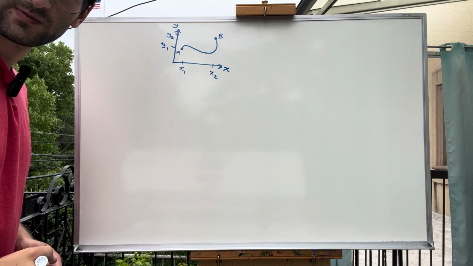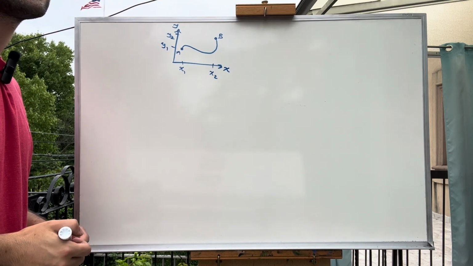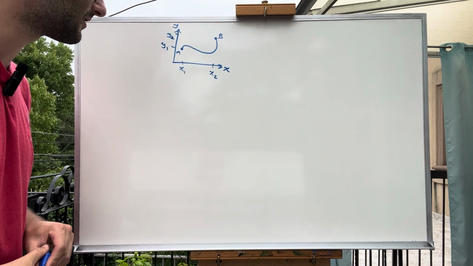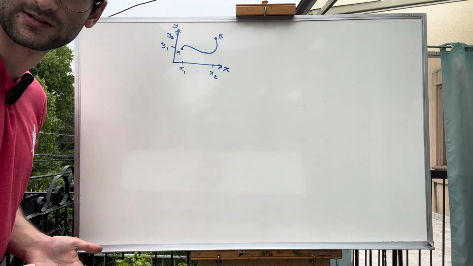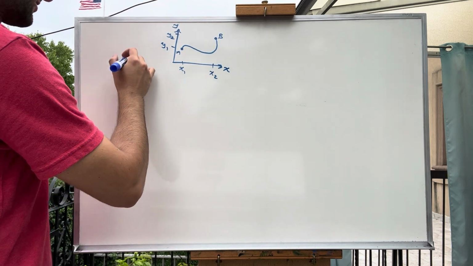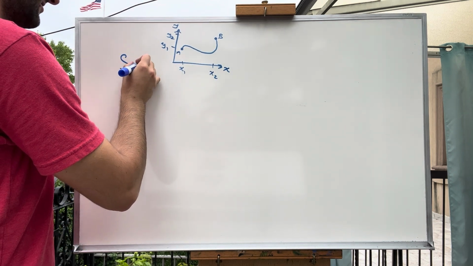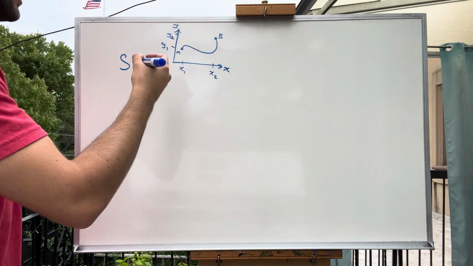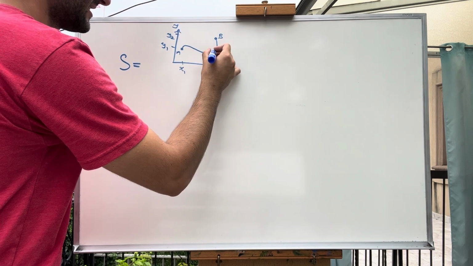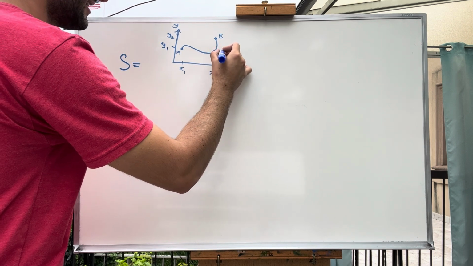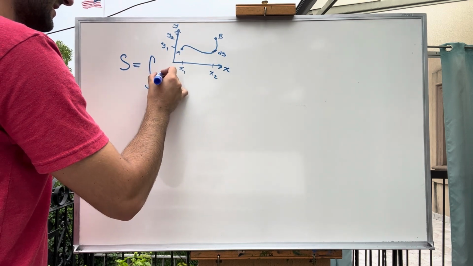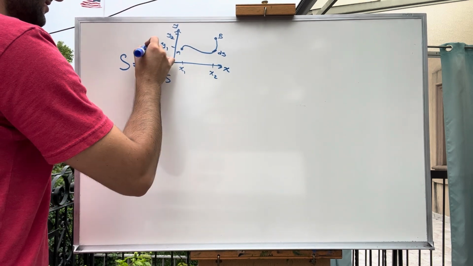Well, what we can do is we could take tiny infinitesimal chunks of this curve and add them all together, and that would look as the total length S of this curve from A to B would be taking a tiny length ds and summing up all the ds's from point A to point B.